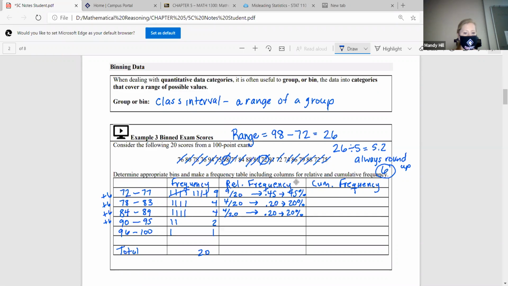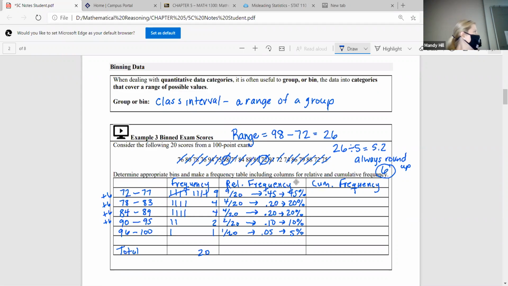Okay, the 90 to 95s only had 2 of those. Well, that's 0.10, 2 divided by 20, which is 10%. I only had one person that made above a 96. So that's 1 out of 20, which is 0.05 when you do 1 divided by 20, which is 5%.